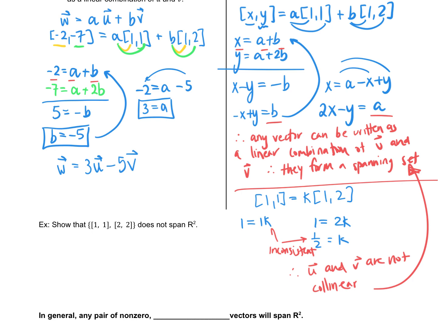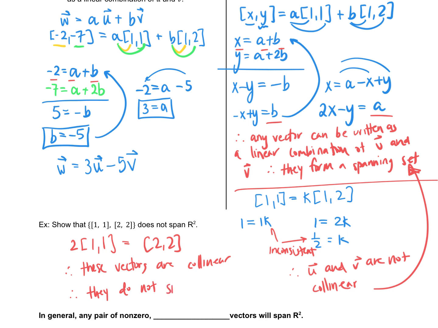Now, for the next example, show that (1, 1) and (2, 2) does not span R2. So this set of vectors does not span R2. Well, just looking at this, we know that these vectors are collinear. 2 times the first vector equals the second vector. Therefore, these vectors are collinear. Therefore, they do not span R2.